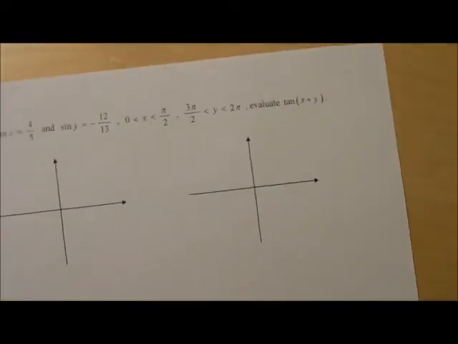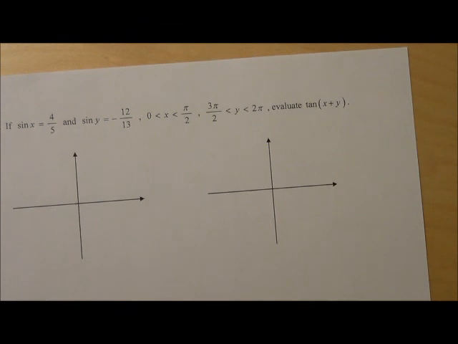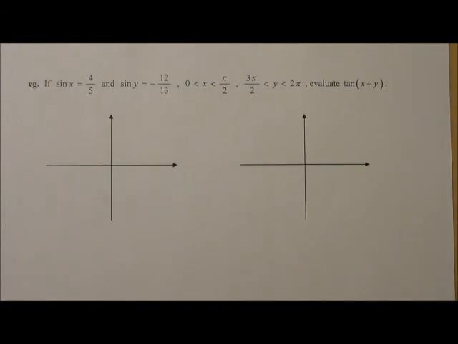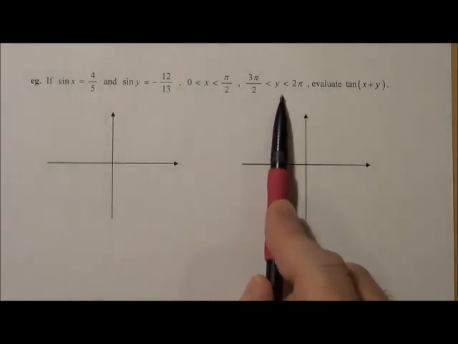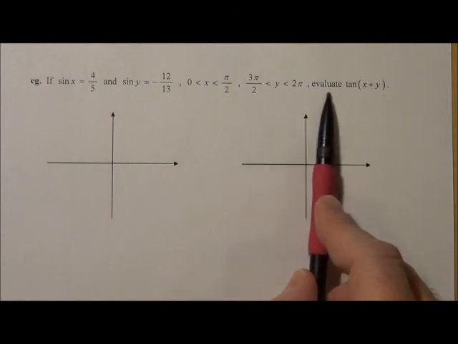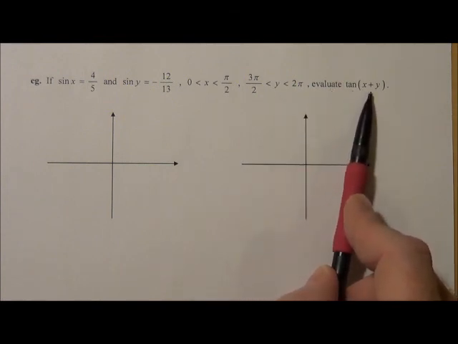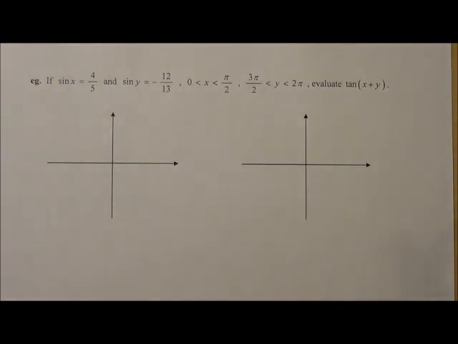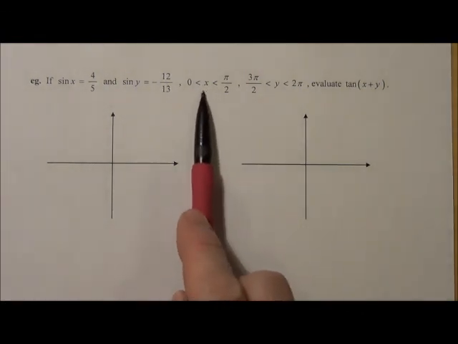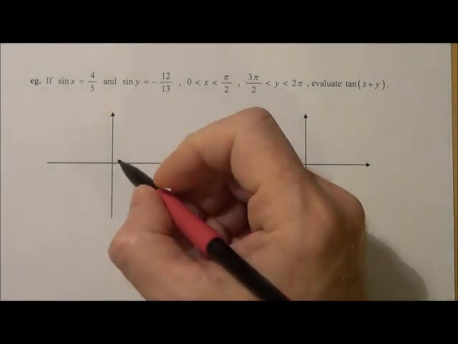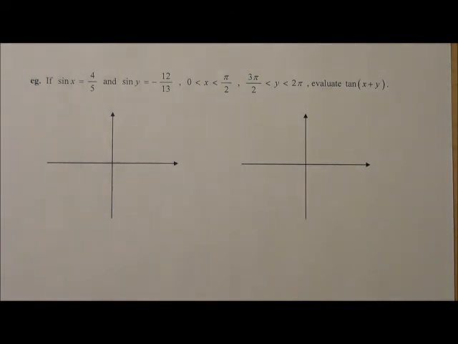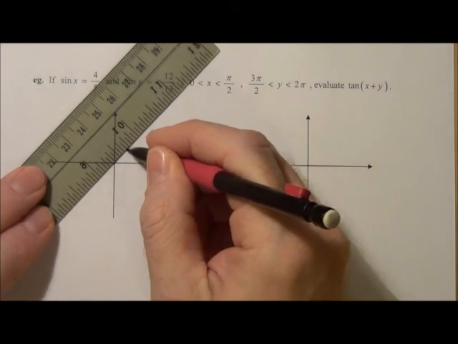Okay, on to the next couple examples here. So we're given that sine of x equals 4 over 5 and sine of y equals negative 12 over 13, where x is between 0 and pi by 2, and y is between 3 pi by 2 and 2 pi. We need to evaluate the tan of x plus y. Okay, so the sine of x equals 4 over 5, where would that go, keeping in mind this stipulation here. Okay, so the angle is going to be in here. I suppose I should be using a ruler for good mathematical form.